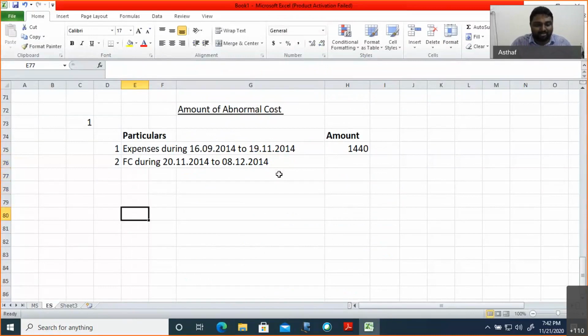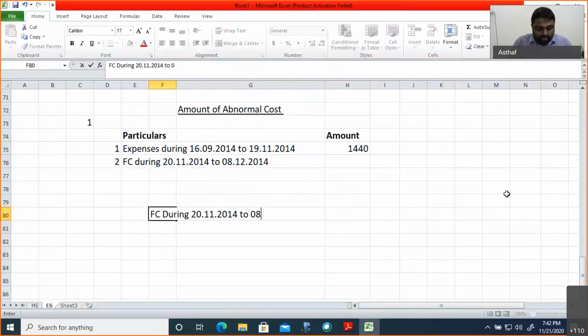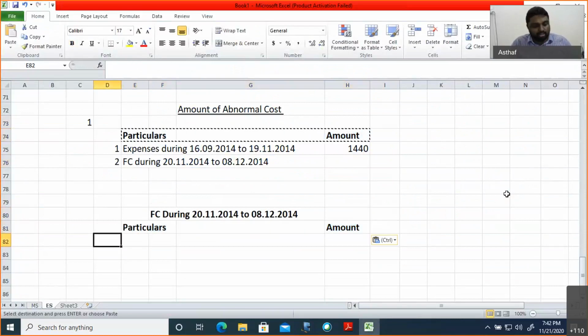So how we have to find out? Fixed cost during 20/11/2014 to 8/12/2014, we have told in our format. This period up to normal operation will also be treated as abnormal cost. Just listen, we are just starting the answer. Very easy. In your online MTP, such type of questions are there.